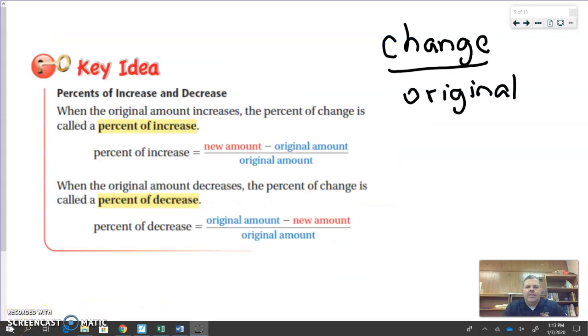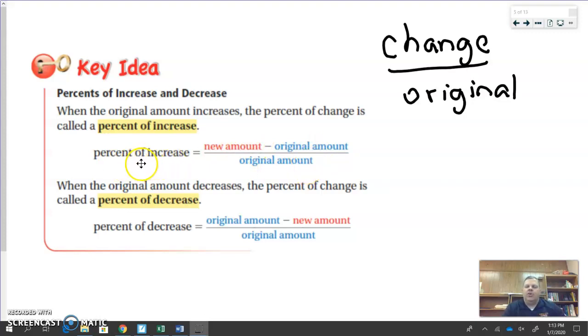The first of our key ideas is percent increase and decrease. When the original amount increases, the percent of change is called a percent of increase. Since we had an original amount and it's a new amount that is bigger, we take the new amount minus the original amount and we divide it by the original amount.